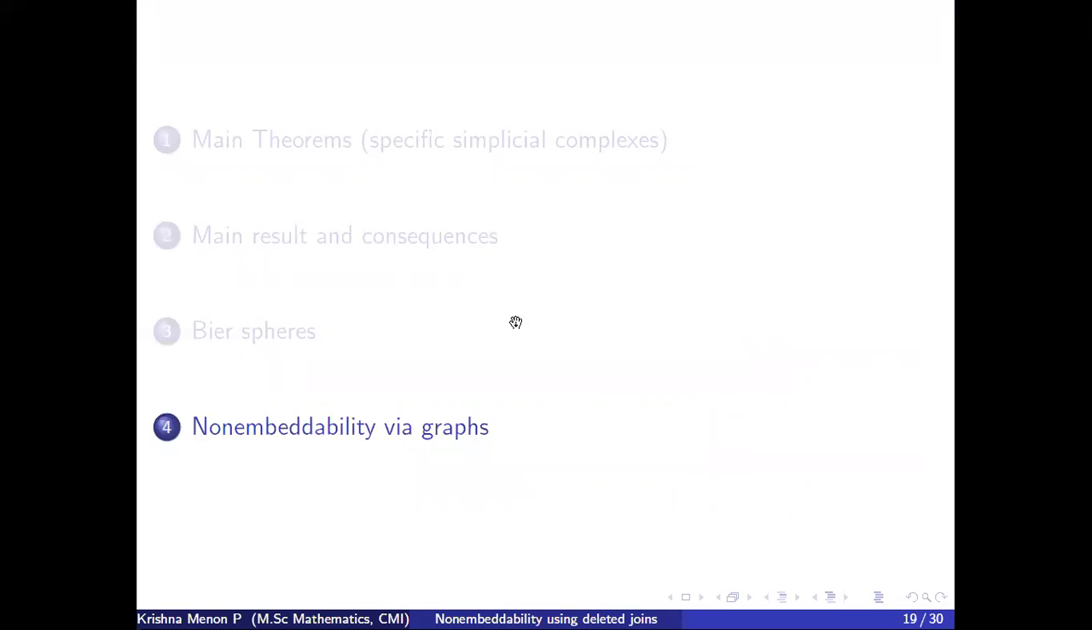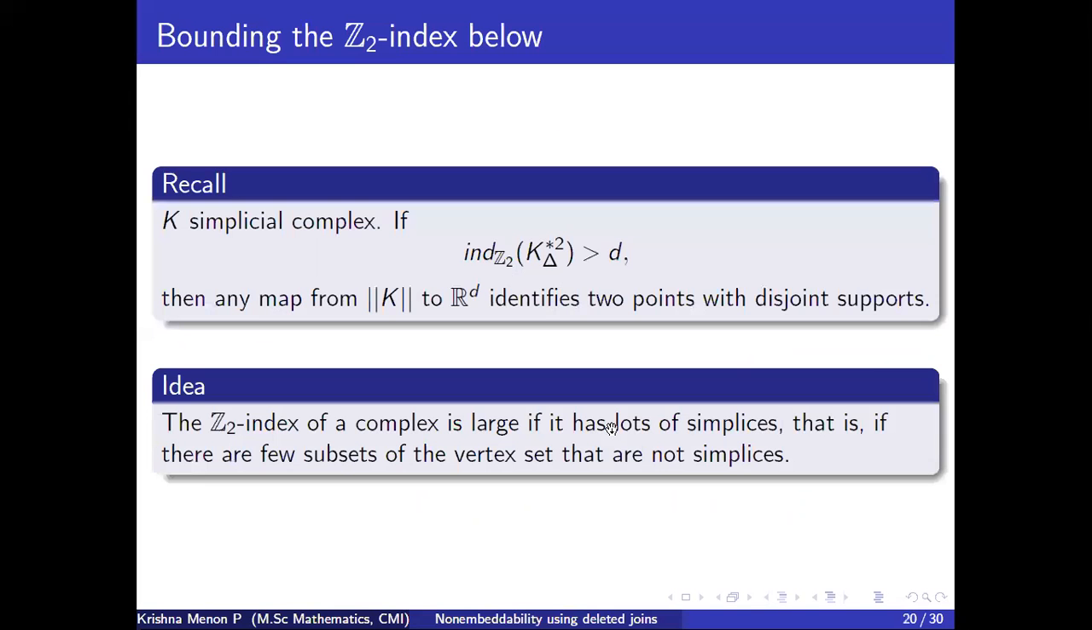So now let's go back. We want to get a non-embeddability result for general simplicial complexes using graphs. See, to apply our main result, we needed to bound below the Z2 index of the deleted join, right? So this is our goal. We want to get a general way to do this. So first we'll get a general lower bound for the Z2 index of any simplicial complex. And then we'll apply that in particular to our case of interest, the deleted join, and then see how we can reframe that lower bound in terms of graphs.